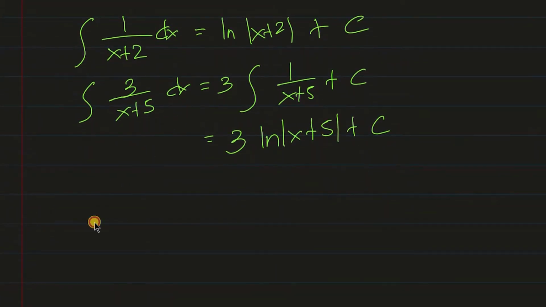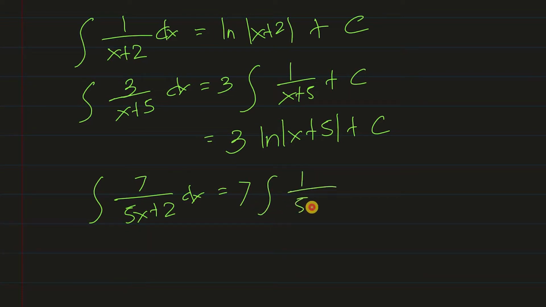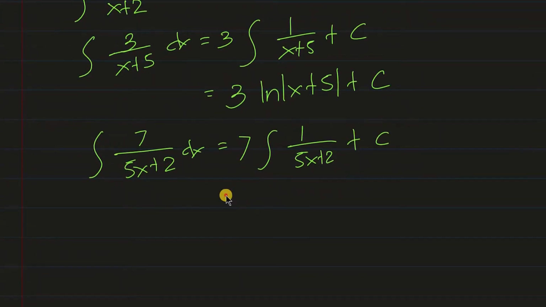Let's find the integral of 7 over 5x plus 2 dx. So, unang gawin natin, ilabas muna natin yung 7. Parang constant lang yan, guys. Tapos, 1 over 5x plus 2 plus c. Alright? So, dito, guys, ang sagot nito would be equal to 7 ln 5x plus 2 plus c. Tama, guys? Mali. Mali to, guys, no?